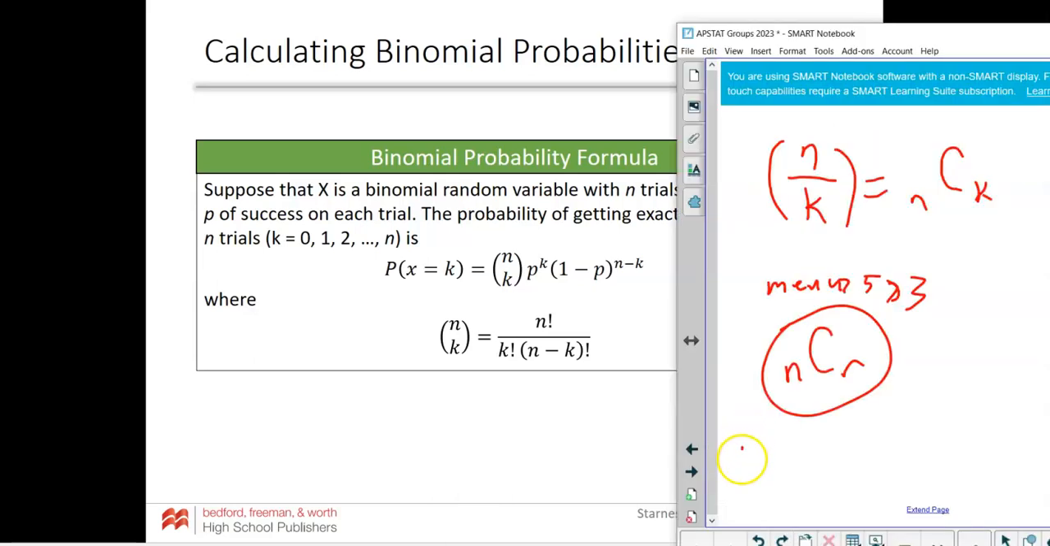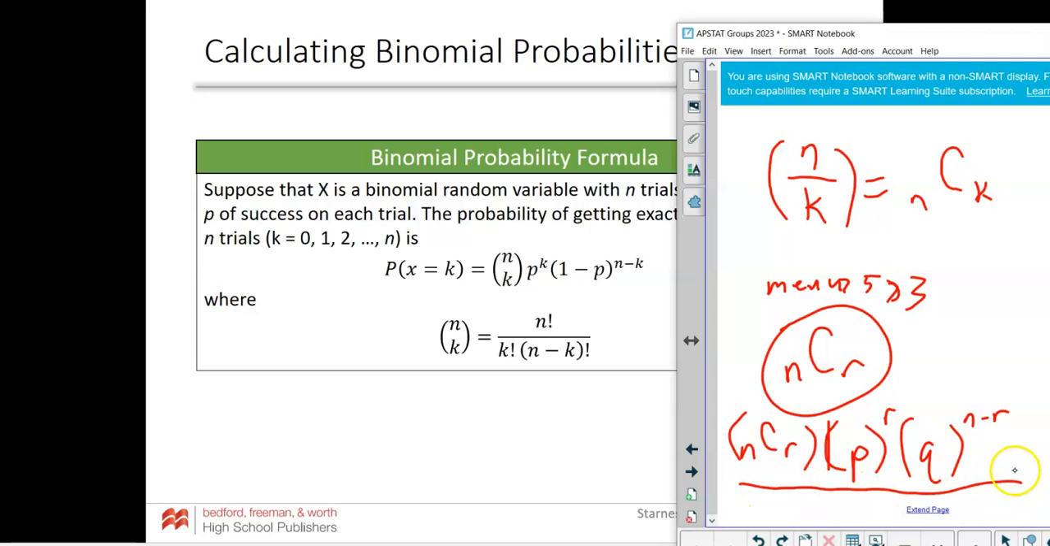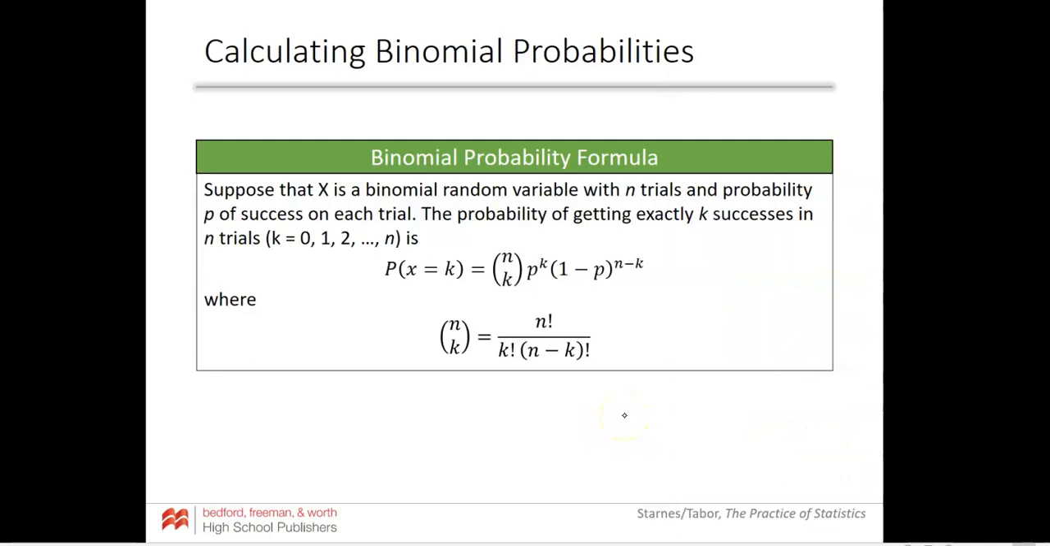Sometimes I would have written this more like this. NCR, I think in Algebra 2, probably, you learn something like this. It'd be P to the R times Q, because Q is the probability of failure, which is 1 minus P, to the N minus R. That might be the way you learned it. It's a P there. So that's the binomial theorem. It's just the same thing. They're using K instead of an R. Instead of NCR, they're writing N over K, but it's the same formula.